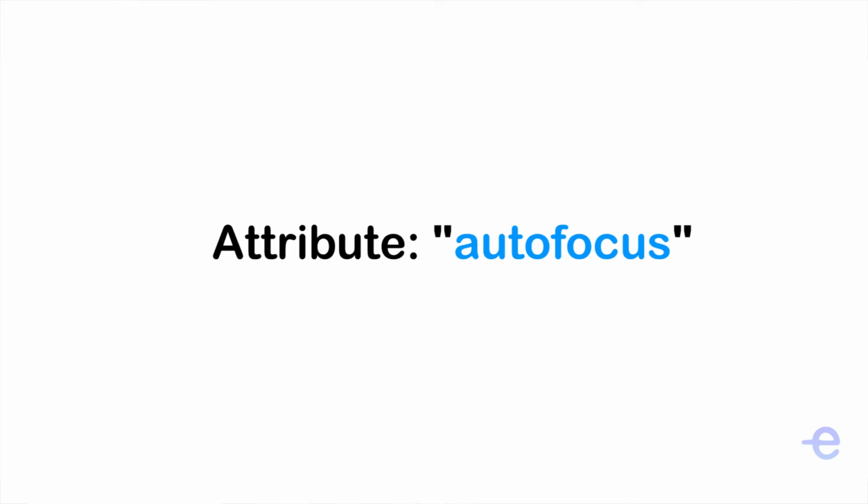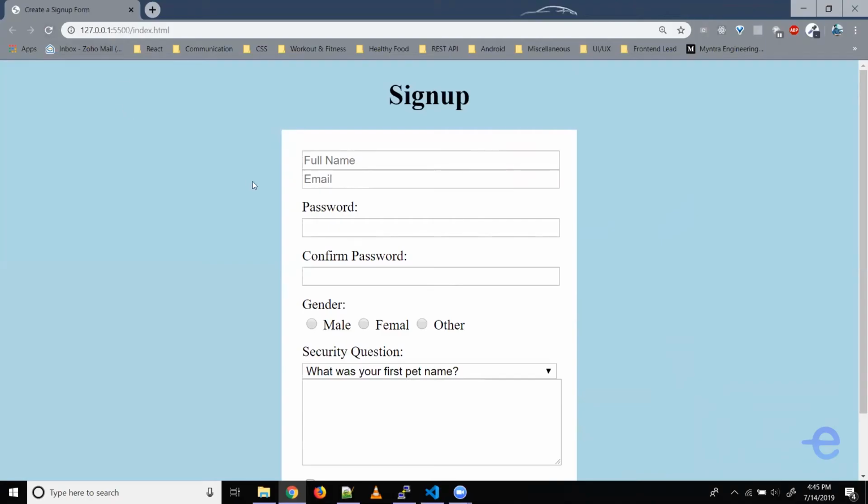Moving on to the next one, which is autofocus. Let's refresh this page. When the form is loaded, none of the fields is focused. What do I mean when I say focus? When you click on a field, you get this blue outline and the cursor blinks. So this field is focused right now. But by default, it's not focused.